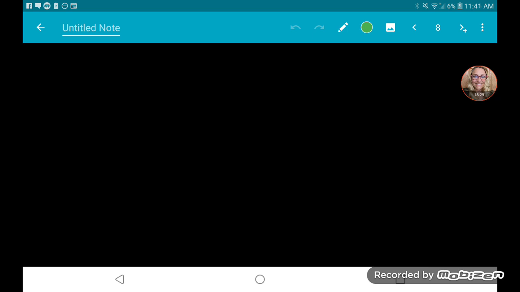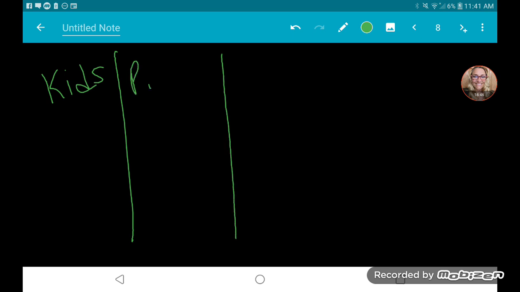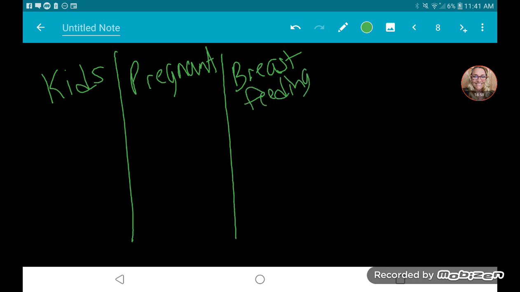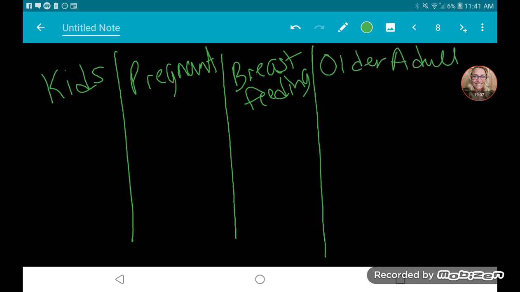There are life stage considerations when we're talking about treatment of Parkinson's disease. There are different categories that are specific groups of people that we need to talk about. So we need to talk about kids, we need to talk about pregnant women, and then we need to talk about breastfeeding, and the part that I'm going to leave the most room for is the older adult. Let's talk about the older adult first.